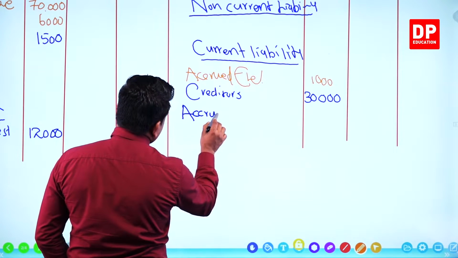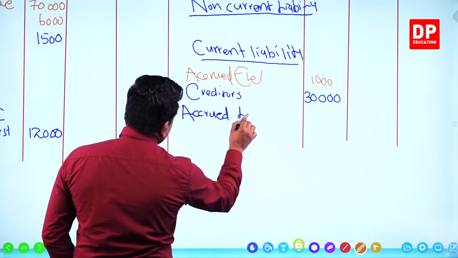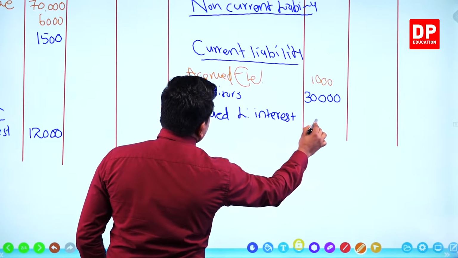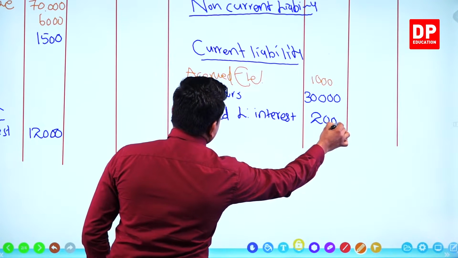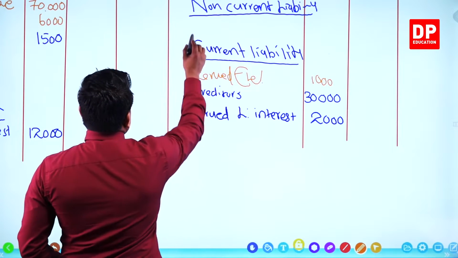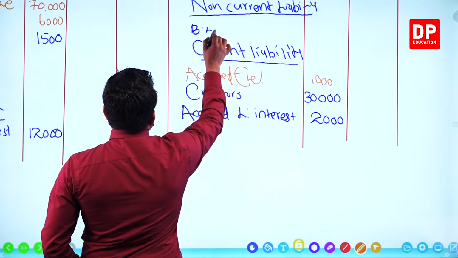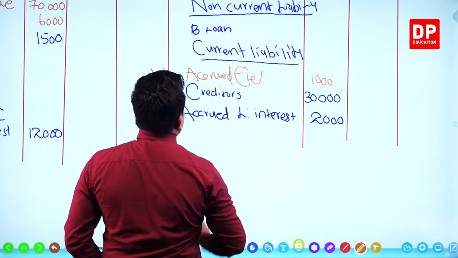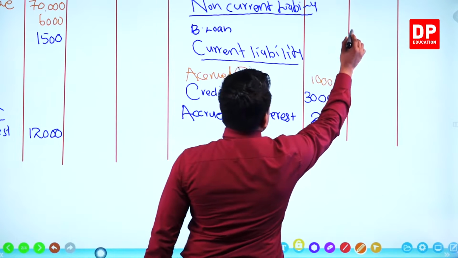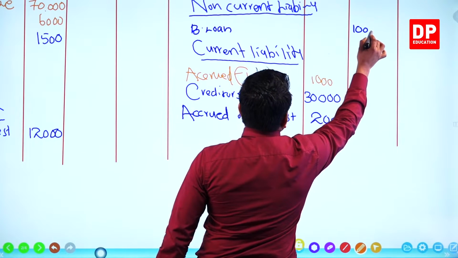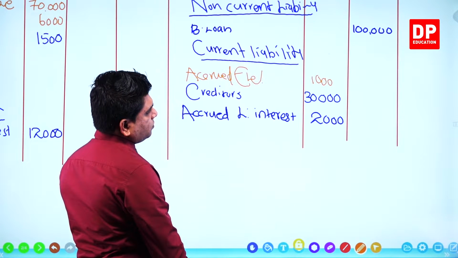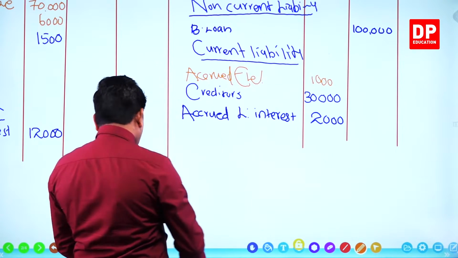Accrued loan interest, how much? 2,000. Okay. Don't forget to record the bank loan amount 100,000 under the non-current liability category, right? How much? 100,000. Right, okay. Now, next one.